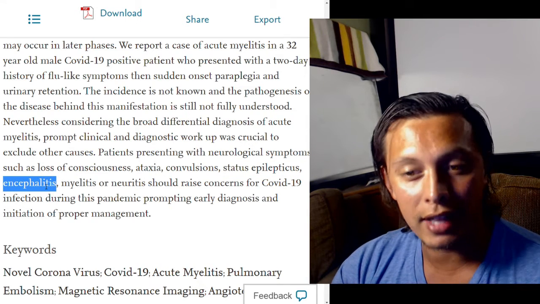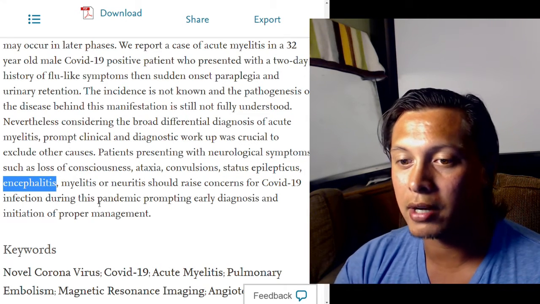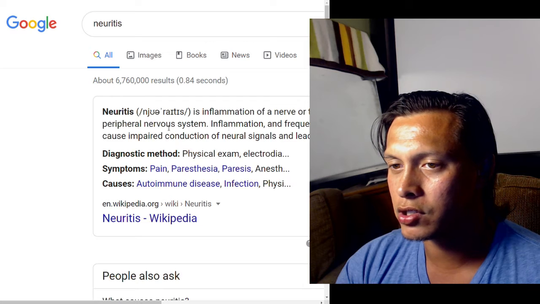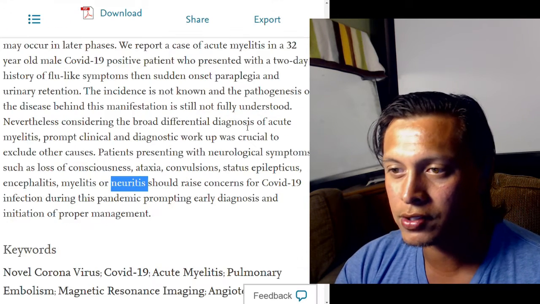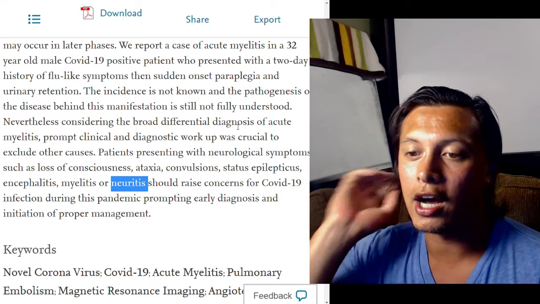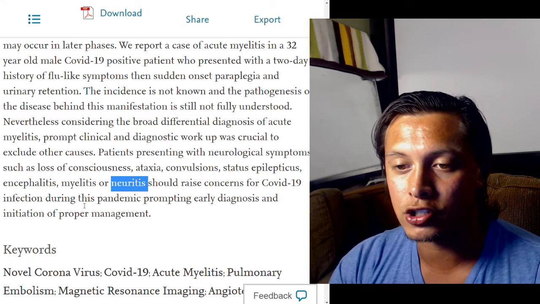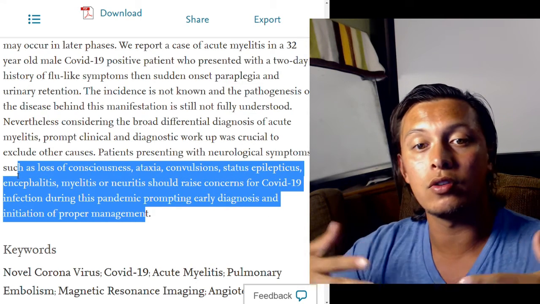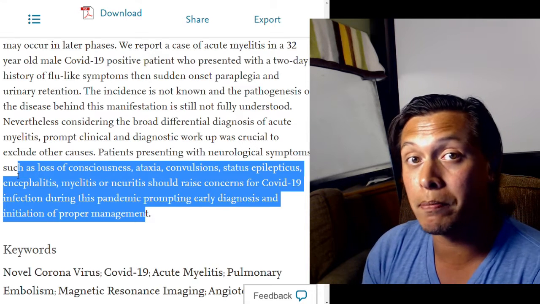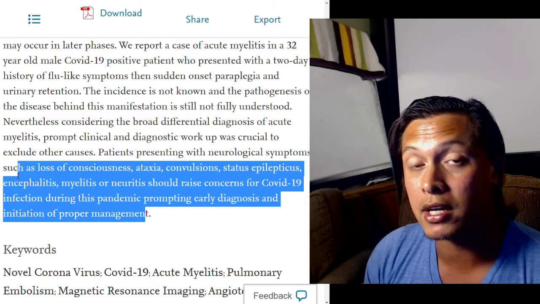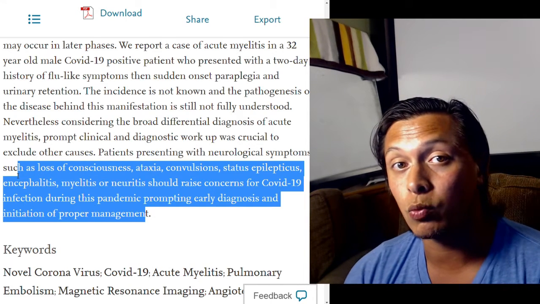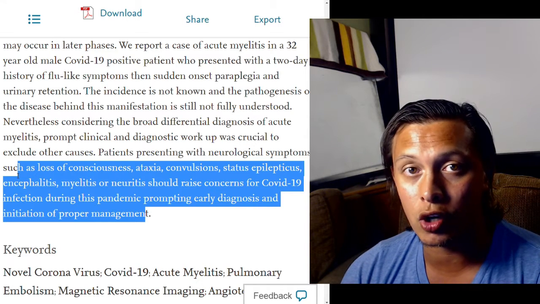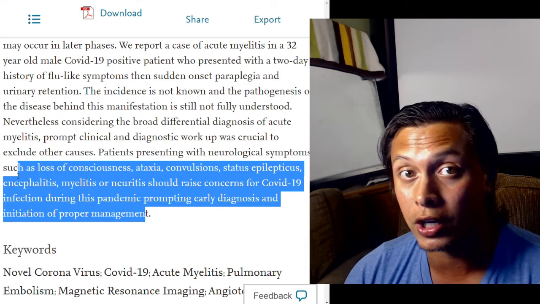And encephalitis, which is inflammation of the brain, myelitis, inflammation of the spinal cord, neuritis, which would be just inflammation of the nerves, general inflammation of nervous tissue, and all those should raise concern for COVID-19 infection during this pandemic, prompting early diagnosis and initiation of proper management, because the way that a lot of diseases go from bad to worse is if you have symptoms that remain untreated. So we can significantly reduce the rate of complication if we can catch diseases and symptoms early, and then start treatment for those symptoms earlier.